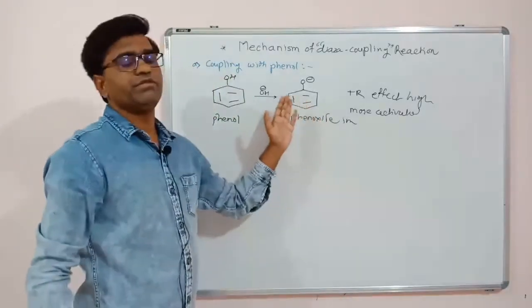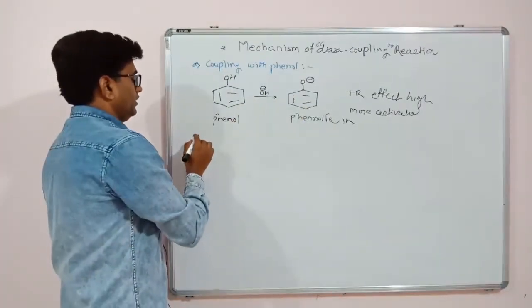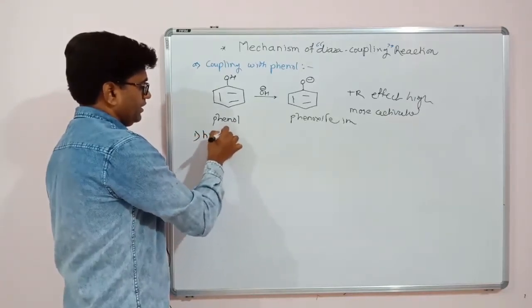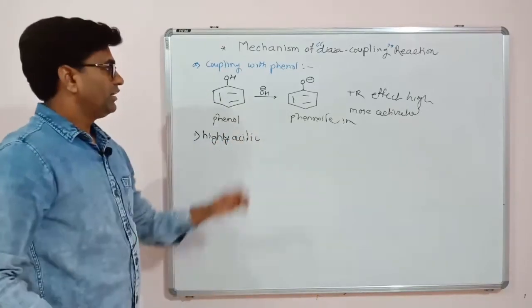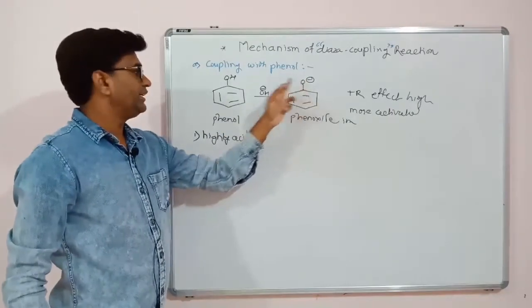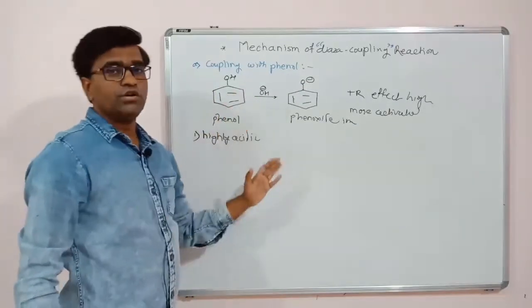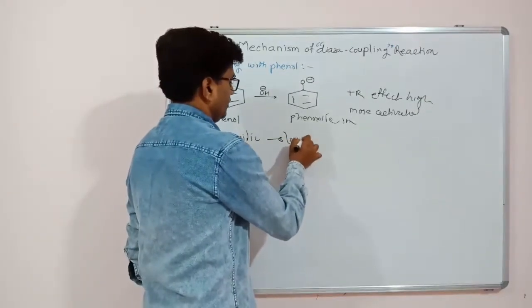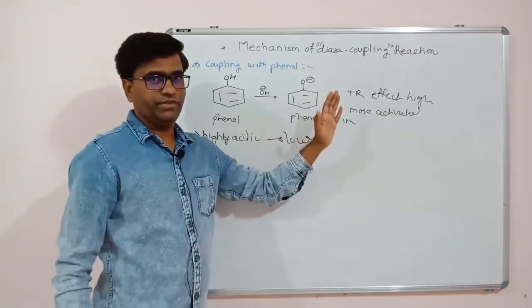So the reaction will be faster. Now we will learn about highly acidic conditions. If the condition is highly acidic, what will happen? This phenoxide ion will get protonated and we will get phenol. Phenol reacts slowly, so the reaction rate will be slower. The reaction will be slower in highly acidic condition.